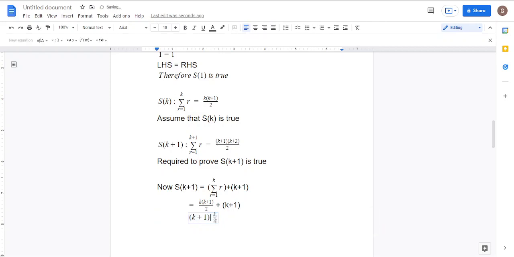Alright, k over 2 plus 1. So all we did to move from this line to the next line is that we factored out the k plus 1. That left us with k plus 2. When we factor out, this is the same thing as k plus 1 times 1, so we factored that out, that left us with 1. So now we will just rewrite this second bracket as a single fraction.